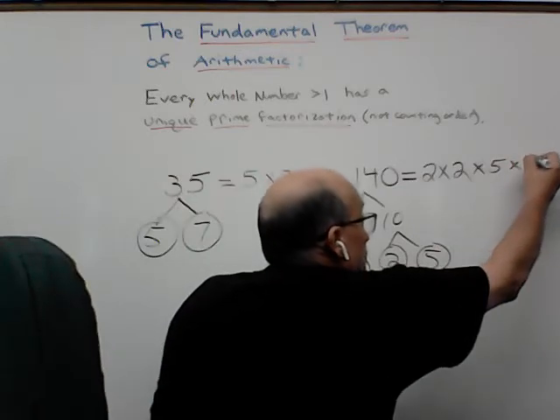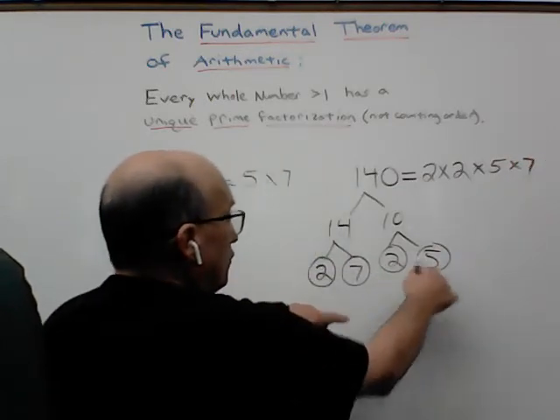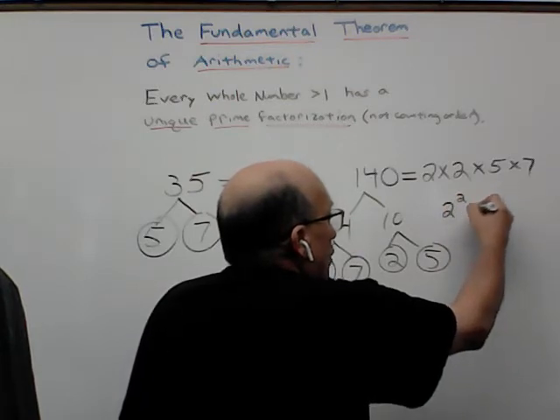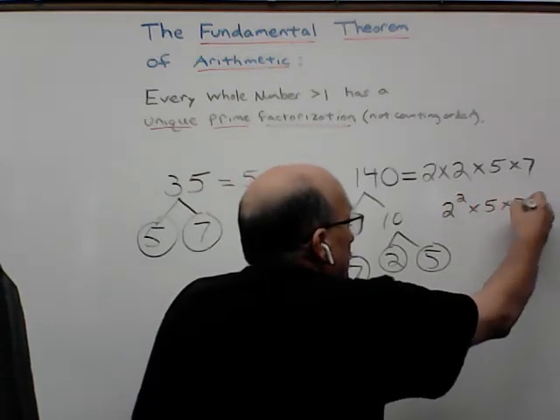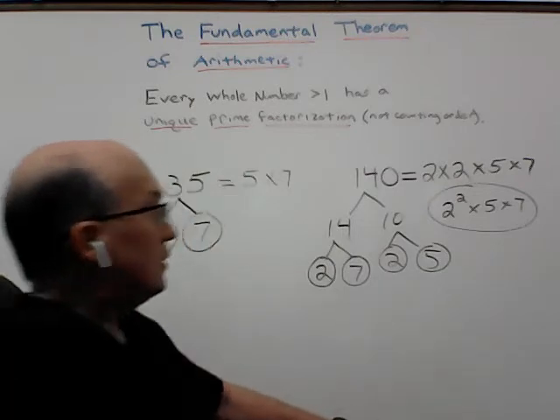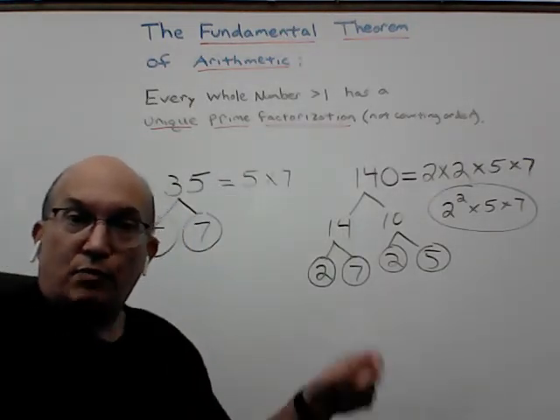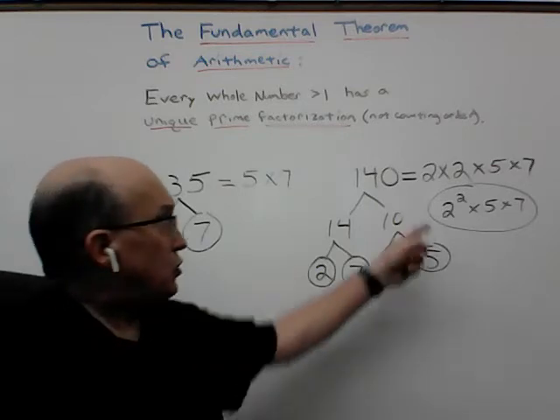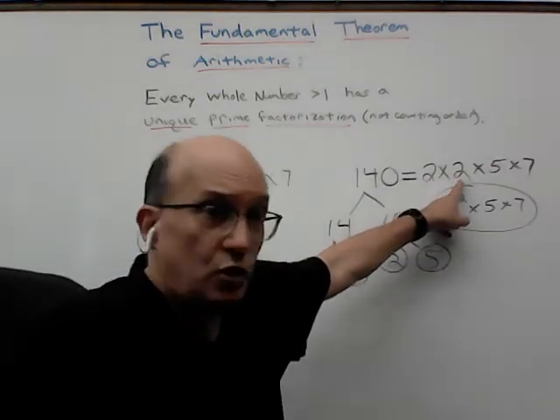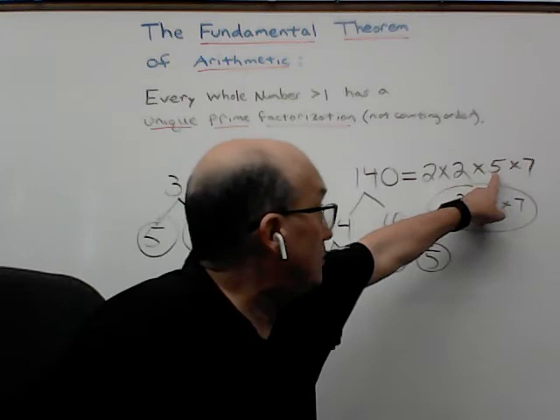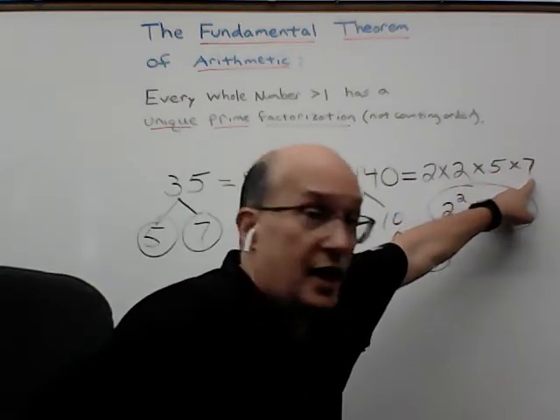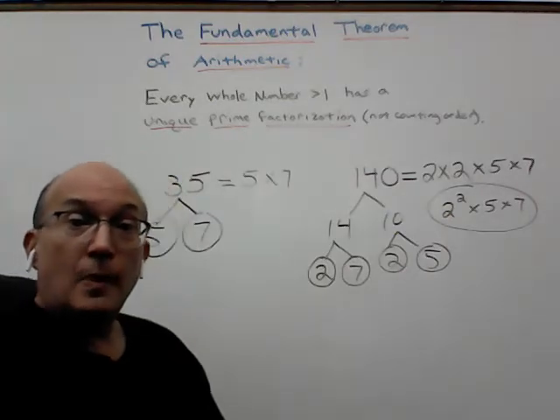Those are the prime numbers that we ended up with. 2 2s, a 5, and a 7. We can abbreviate this as 2 to the 2 power times 5 times 7. So that's how we'll express the prime factorization of 140. Let's confirm that it's true at this level here. 2 times 2 is 4, times 5 is 20, and then times 7 is 140.